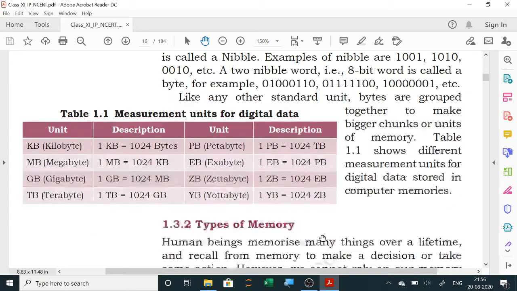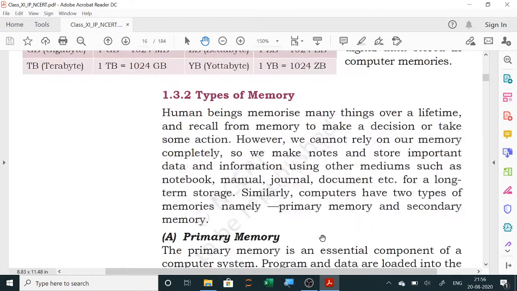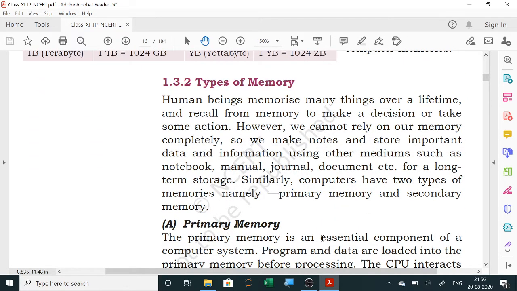Clear? Now next are the different types of memory. There are so many different types of memories. Now in a computer we use 2 types of memory. Let us see here. Human beings memorize many things over a lifetime.